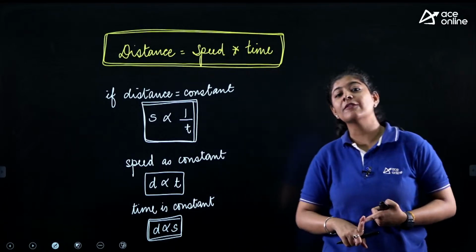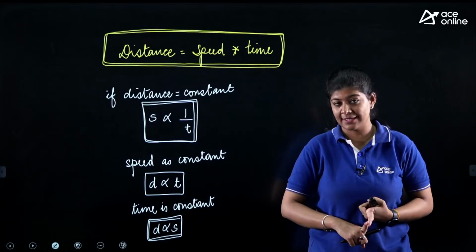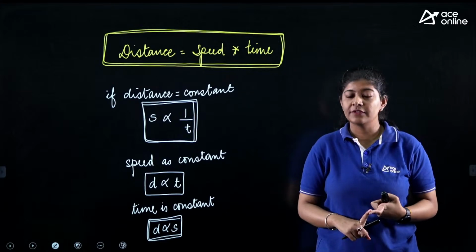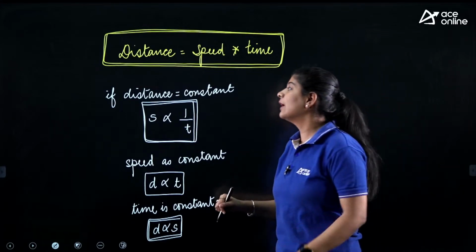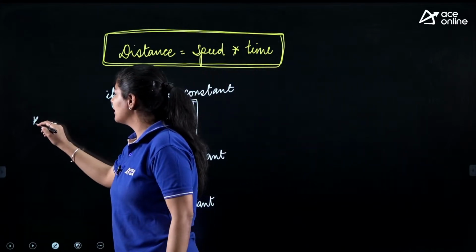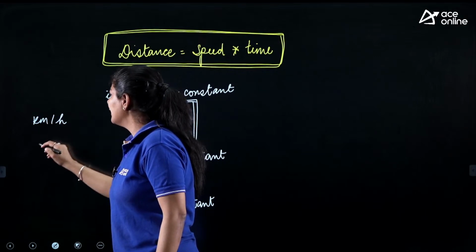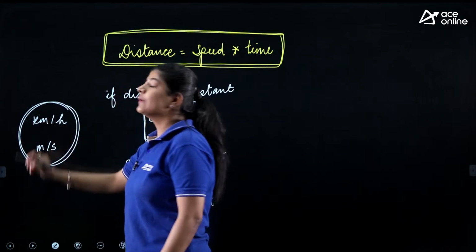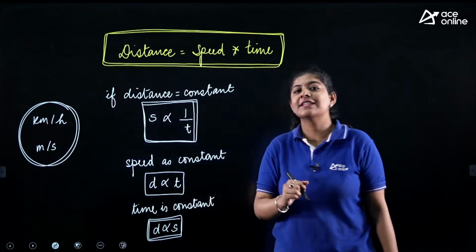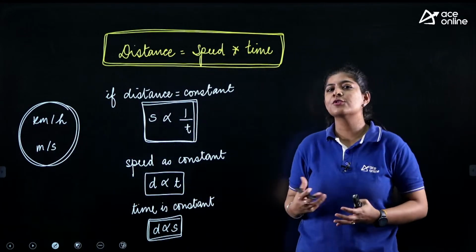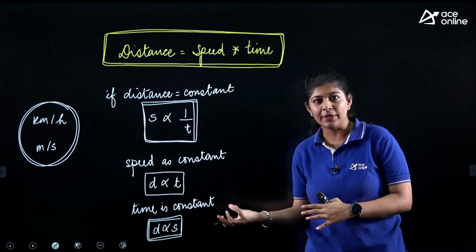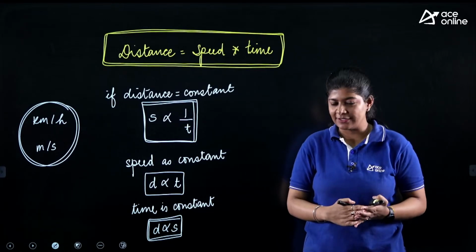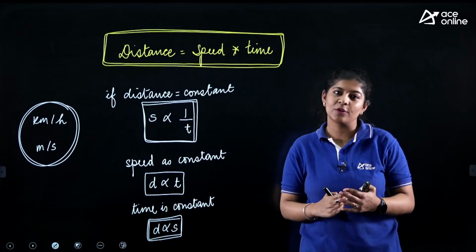And there's one more thing, we need to take care of the units. Here we have different units. The main units that we are going to use are kilometer per hour and meter per second. But we need to take care of the units every single time, because in some of the questions we have distance in kilometers and time in seconds. So please do convert it before solving the question.